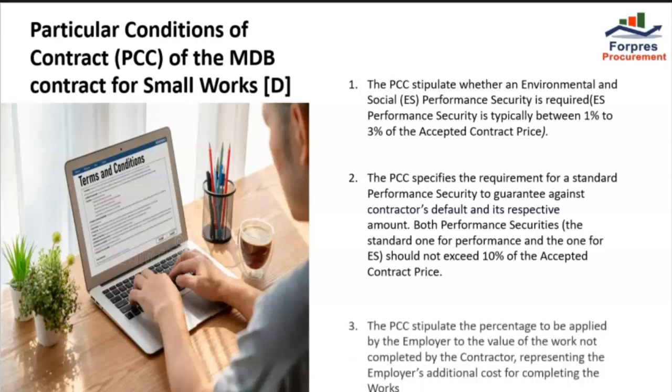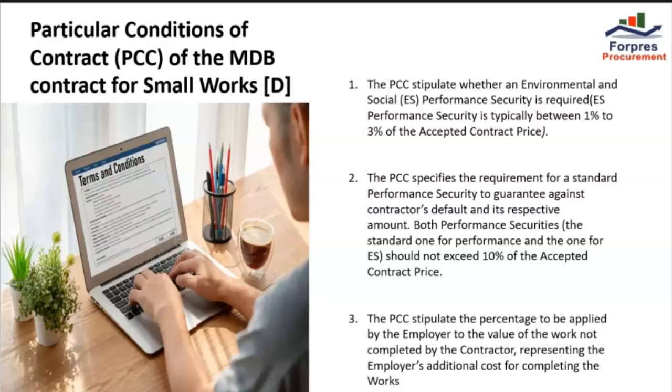The particular conditions of contract stipulate the percentage to be applied by the employer to the value of the work not completed by the contractor, representing the employer's additional cost for completing the works.